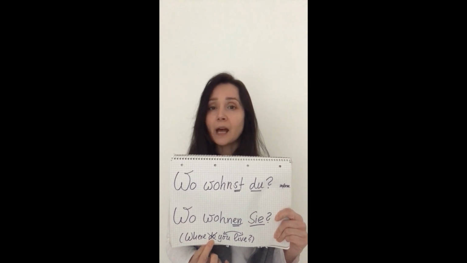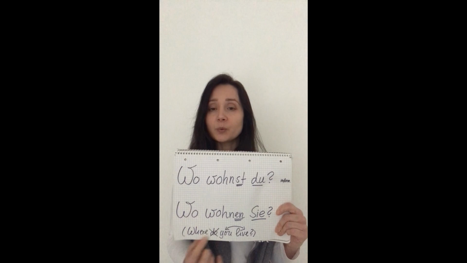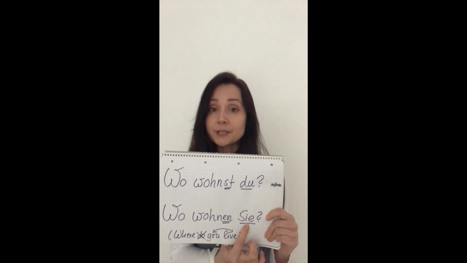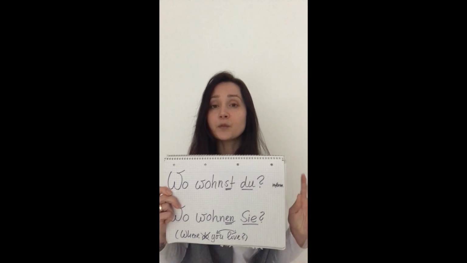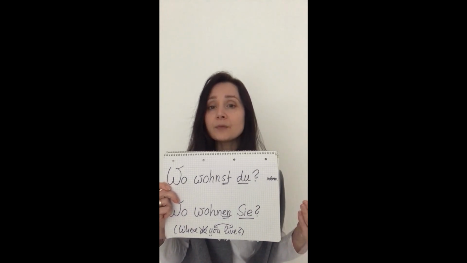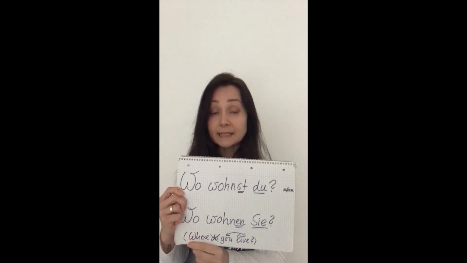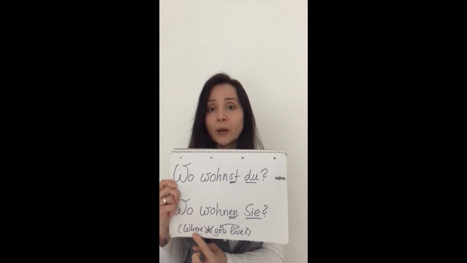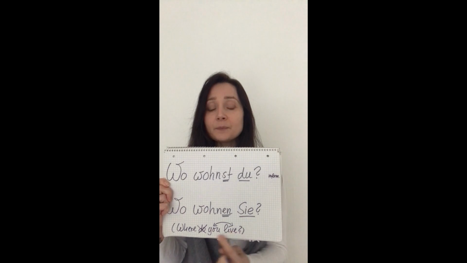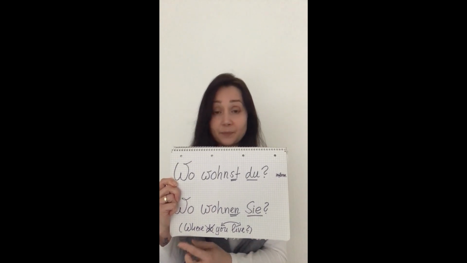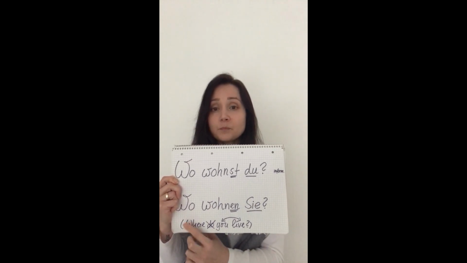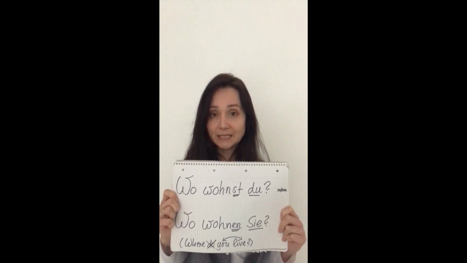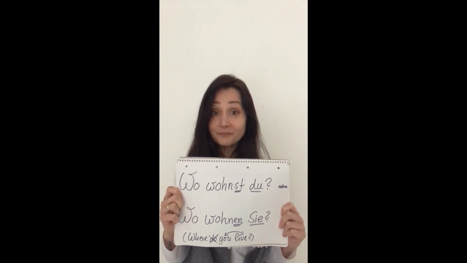Now, if you want to translate word for word, wo means where. We don't use do. We just use basically the verb and then the person. So instead of 4 words, we only have 3 words. And if you translate it from German to English, it will be where live you. That's it. Wo wohnst du? Wo wohnen Sie? Okay?